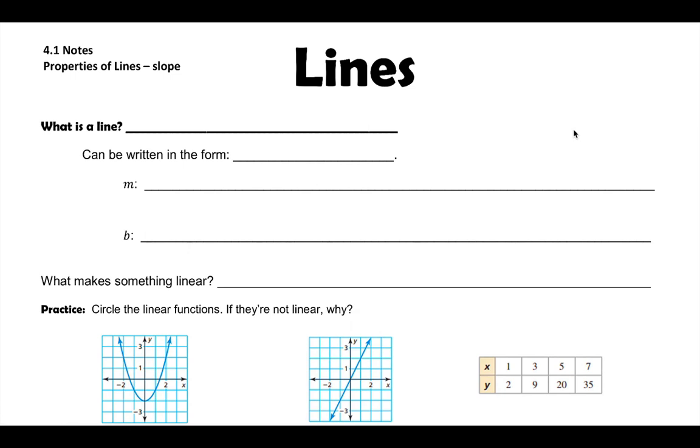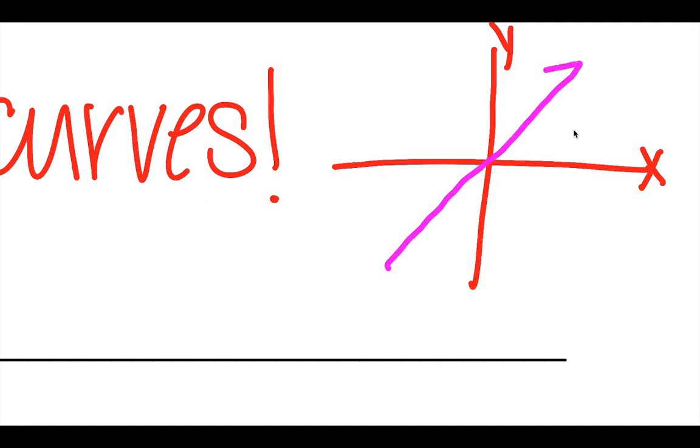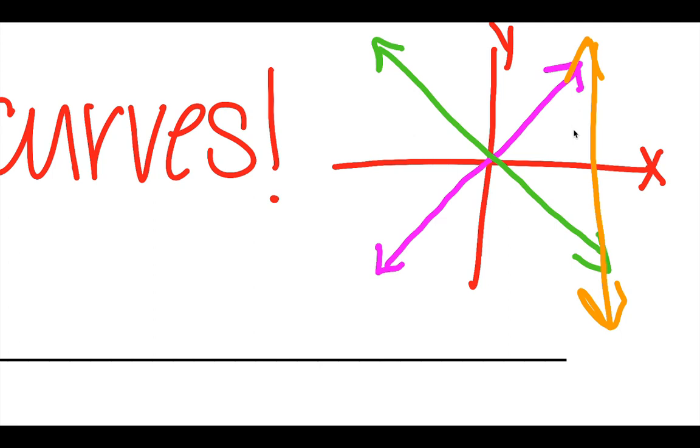Well, a line is a graph that has no curves. So a line is not going to have any curves. If we have our x and y axis here, we could have a line going like this, right through the origin, as long as it's straight. We could have a line going the opposite way. Lines can go in any direction as long as they are straight.